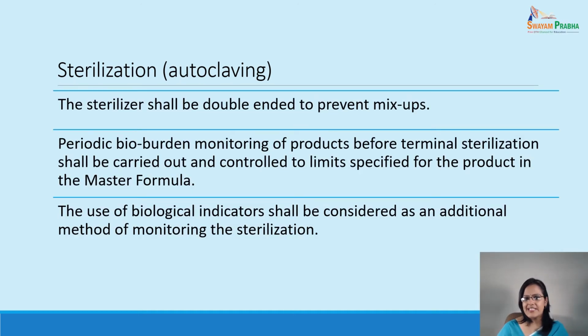The sterilizer shall be double-ended to prevent any mix-up. Periodic bioburden monitoring of the product before terminal sterilization shall be carried out and controlled to the limit specified for the product in the master formula. The use of a biological indicator shall be considered as an additional method for monitoring the sterilization.